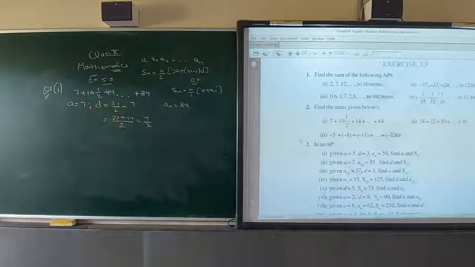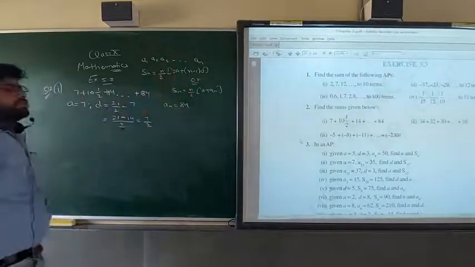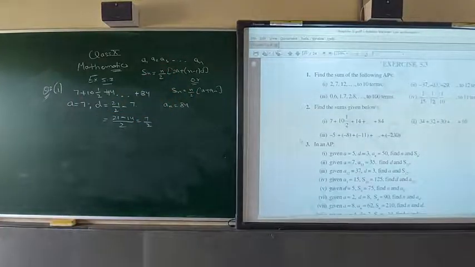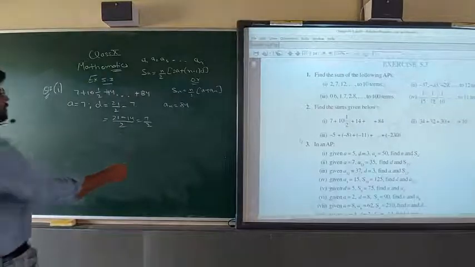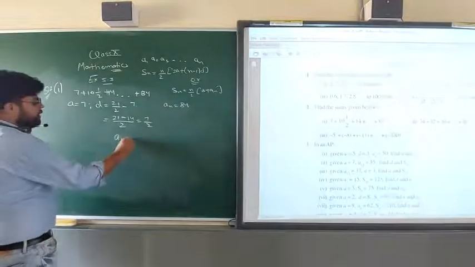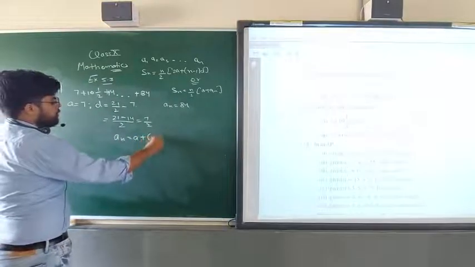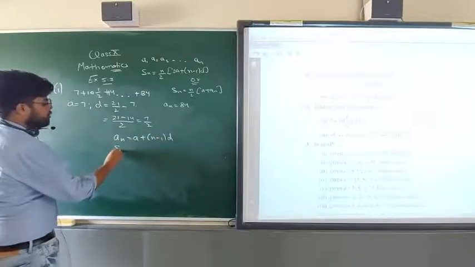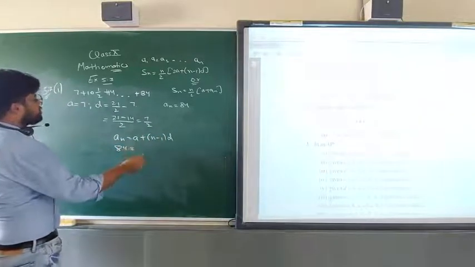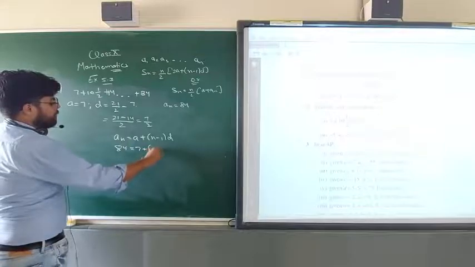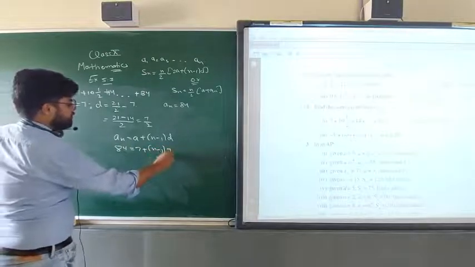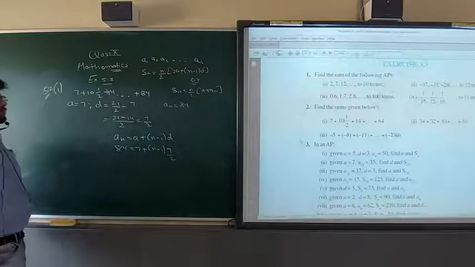So we can apply the formula Sn equals n by 2 (a plus an), but the one thing is that the value of n is not given in the question. So how can we find the value of n? By applying the formula of an. an equals a plus (n minus 1) d. The value of an is 84, a is 7, plus (n minus 1), d is 7/2. Here we get the value of n.